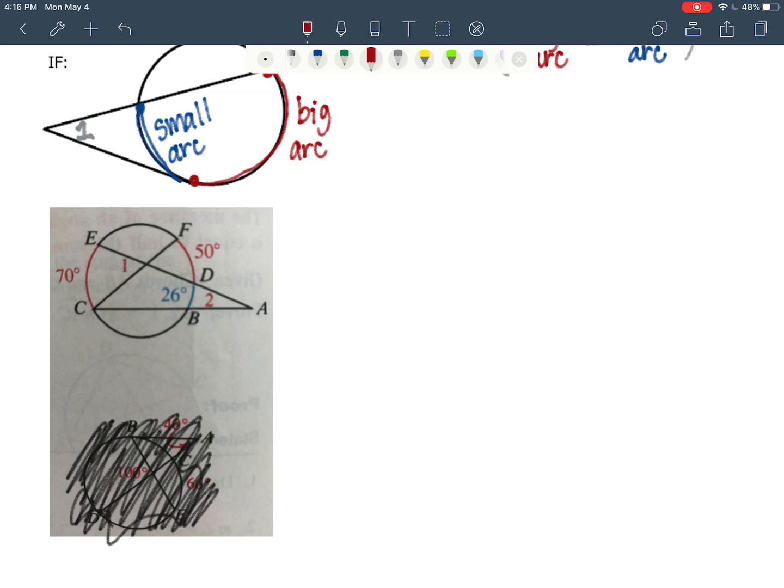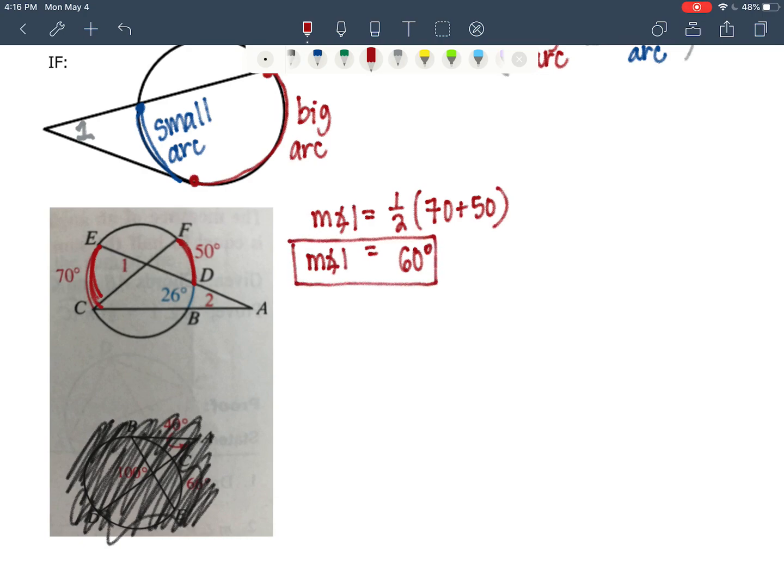So we're looking at the measure of angle 1. Well, the measure of angle 1 involves these two red arcs. And the measure of angle 1 is going to equal 1/2 the sum of those two arcs. And the reason it's the sum of those two arcs is because the angle is on the inside of the circle and it's not the center. However, I can tell you that this would work even if it was the center, but that's okay. We're not worried about that. The measure of angle 1 is 60 degrees because half of 120 is 60.